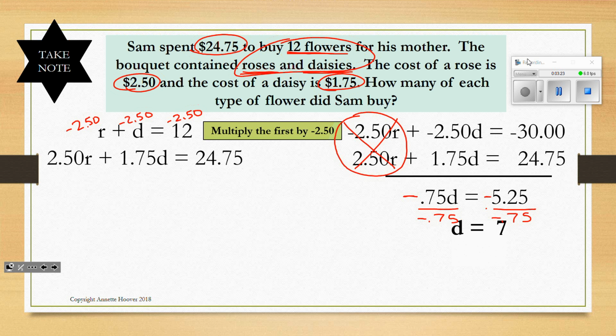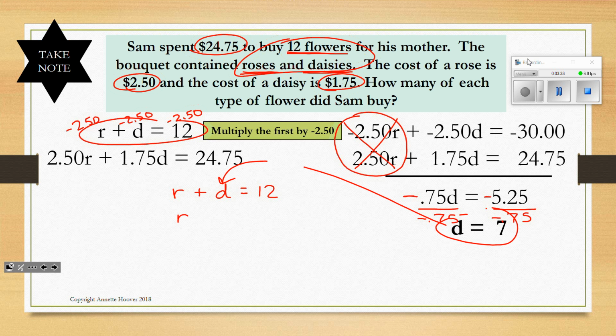Now, to figure out the number of roses, we go back to the equation where we knew the number of roses plus the number of daisies was equal to 12, and we plug in the 7 daisies. What do we add to 7 to get r? We just subtract 7 on both sides of the equation, and we find the number of roses is equal to 5. So he bought 5 roses and 7 daisies.